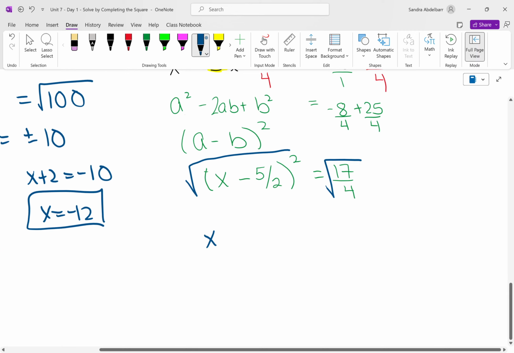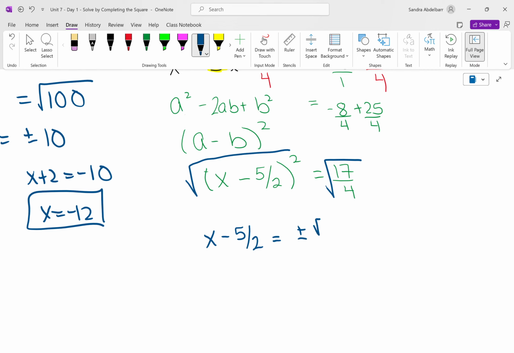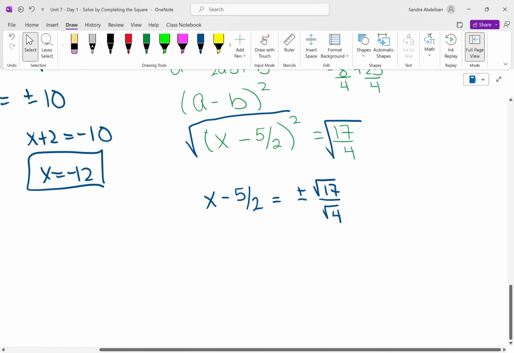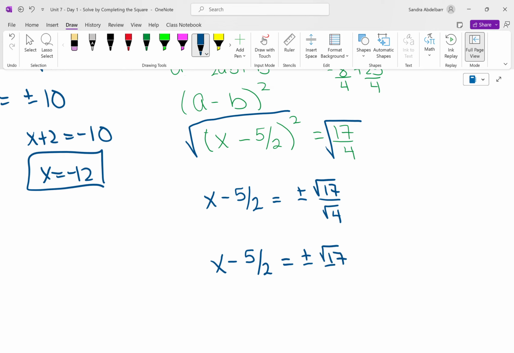Now we solve, so to undo a square, we take the square root. Do not forget your plus or minus. So x minus 5/2 is equal to plus or minus root 17 over root 4. This is actually nice because our denominator is a perfect square, so we don't have to rationalize. So we end up with x minus 5/2 is equal to plus or minus root 17 over 2.